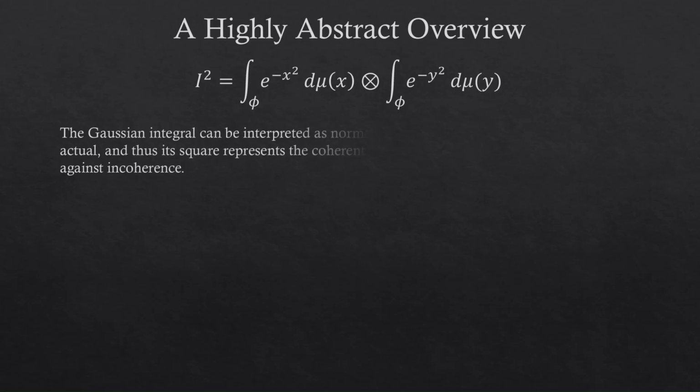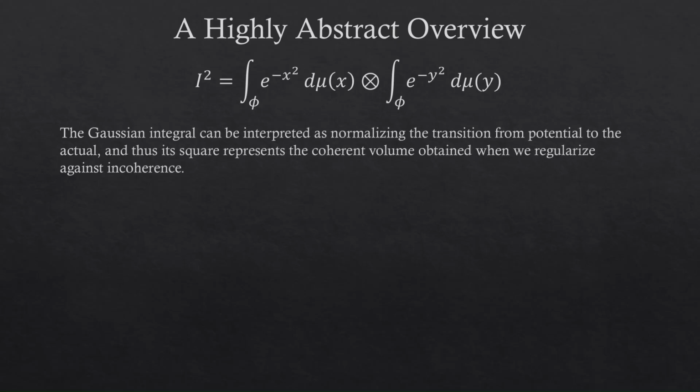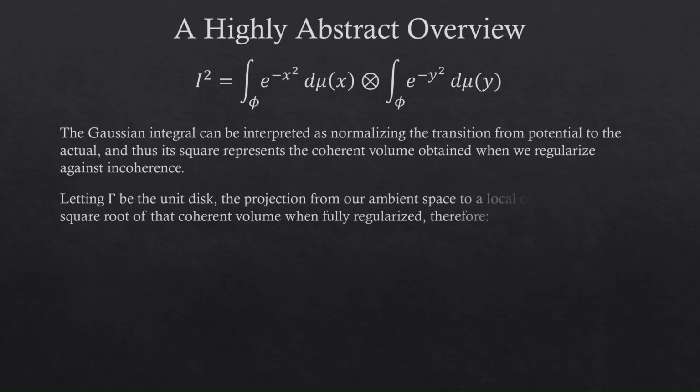The Gaussian integral can be interpreted as normalizing the transition from potential to the actual, or in terms of energy, from potential to kinetic, and thus its square represents the coherent volume obtained when we regularize against incoherence. So let this symbol gamma represent the unit disk. Then the projection from our ambient space to a local object gives the square root of that coherent volume when fully regularized. Therefore, I is equal to the volume in the nth coherence class of gamma to the power of 1/2, which is to say, essentially, we have the square root of the volume of gamma.